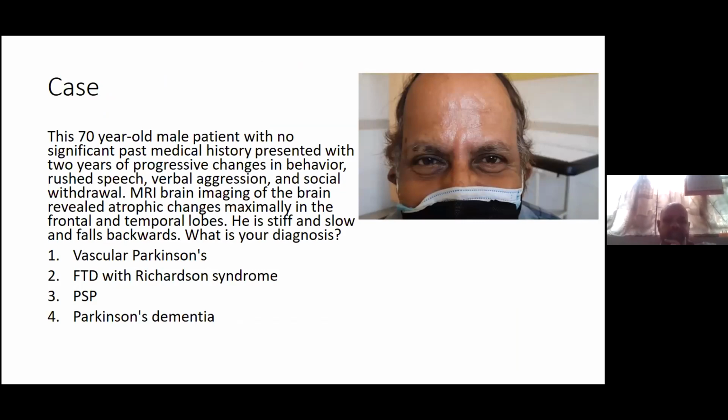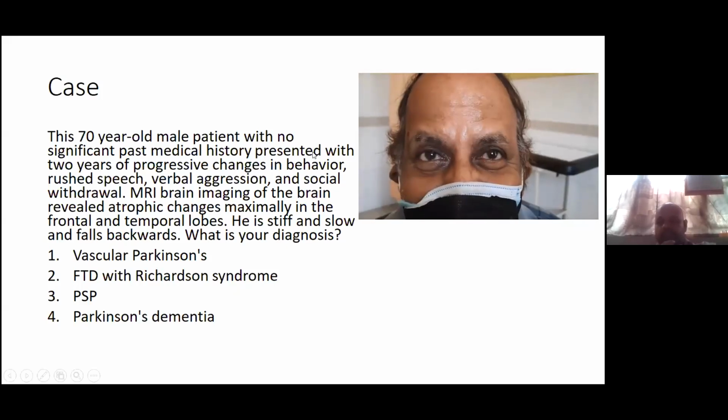This is a 70-year-old male patient with no significant past medical history, who presents with a two-year history of progressive changes in behavior: rash speech, verbal aggression, and social withdrawal. MRI imaging of the brain revealed atrophic changes maximally in the frontal and temporal lobes. He is stiff and slow and falls backwards. What's your diagnosis? This is the video.